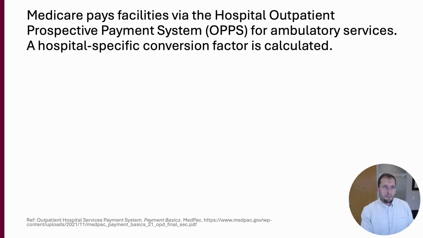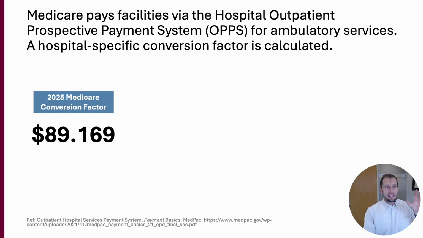So for Medicare, we're using the Hospital Outpatient Prospective Payment System, or OPPS, for ambulatory services. Anything that's inpatient is going to be an inpatient prospective payment system, all right? And they're all different. Why? I don't know, because we like complexity. So we're going to calculate a hospital-specific conversion factor, right? This is super, super fun stuff. We have this relative weight, and now we need to turn that into dollars.